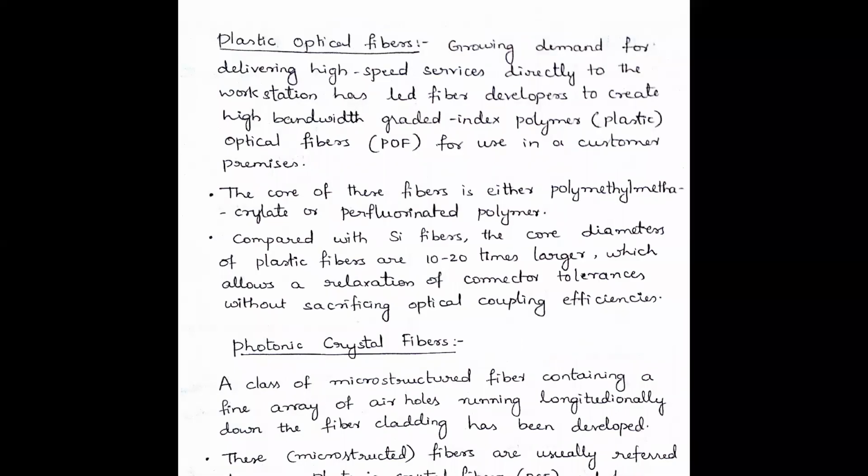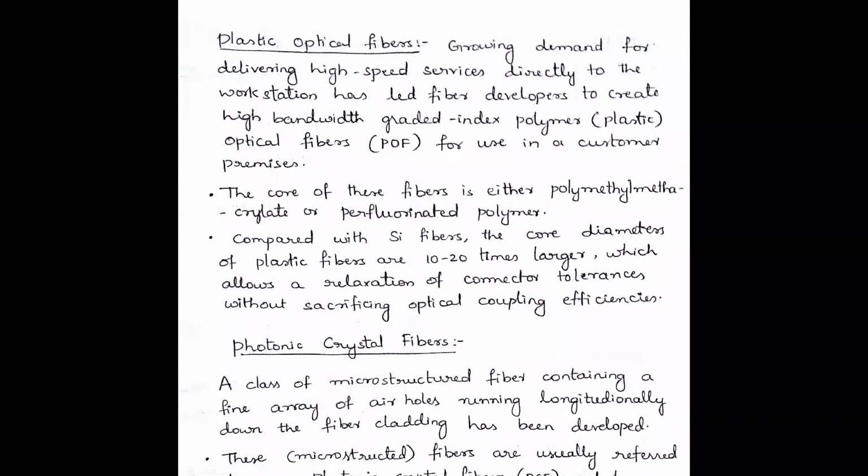Coming to the next type of optical fiber raw material, it is plastic. So plastic can also be used as a raw material. In this case, we'll be using a composition of different polymers in order to fabricate the optical fibers. And the advantage of going for plastic optical fibers is that they are not brittle like glass fibers, and they are lighter in weight, and plastic fibers are 10 to 20 times larger, which allows the relaxation of the connector tolerances without sacrificing the optical coupling efficiency.